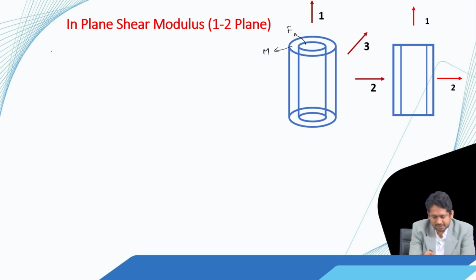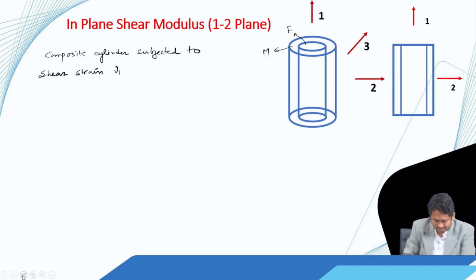So, we write that composite cylinder subjected to a shear strain, and that shear strain is gamma 12 0, it is not nu. Nu is generally used for denoting Poisson's ratio, and for shear strain it is gamma. Gamma 12 0.